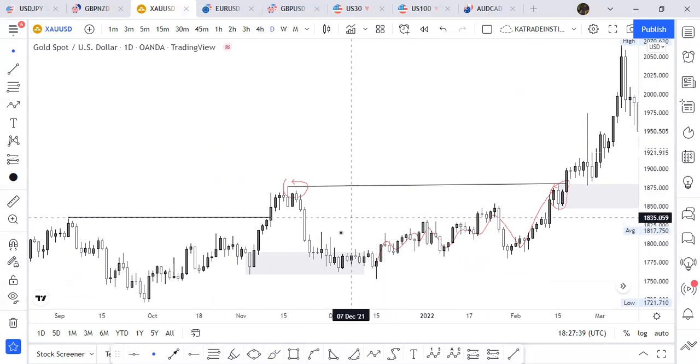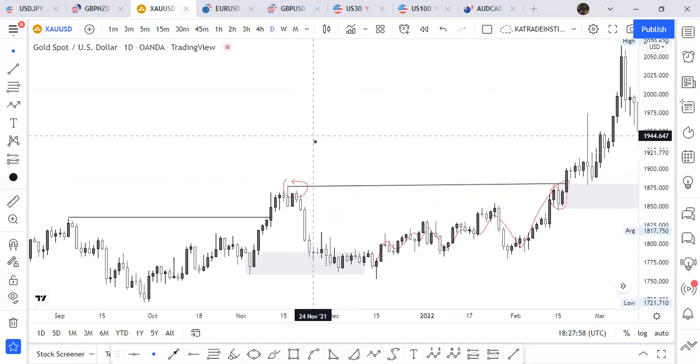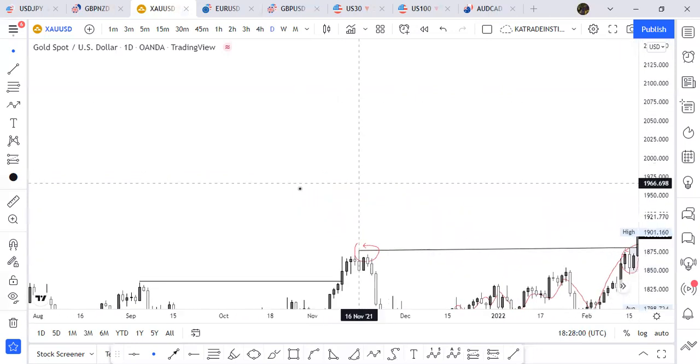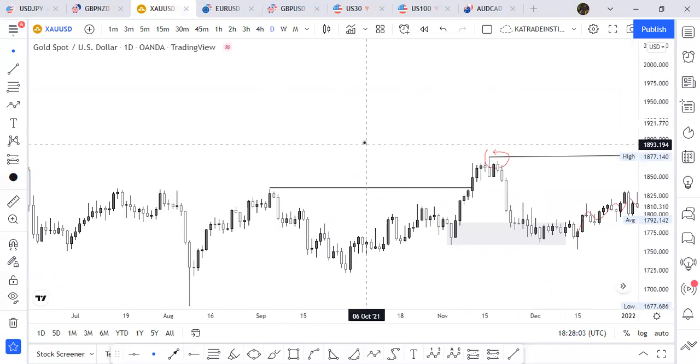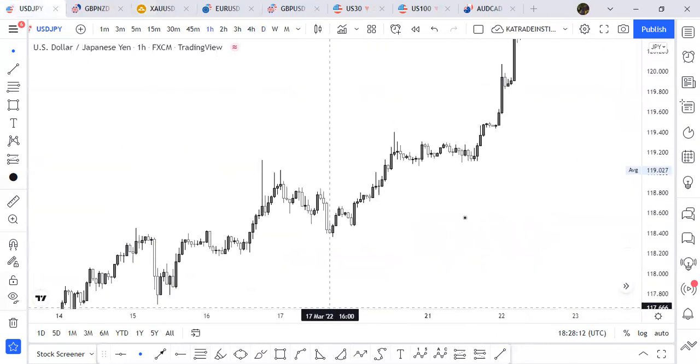The uptrend has a series of higher highs and higher lows, and the downtrend has a series of lower lows and lower highs. The ranging market, or choppy market, or consolidating market, we call it equal highs and equal lows. And that kind of market, we don't trade. Because let me show you something on USD JPY, on the recent market here.